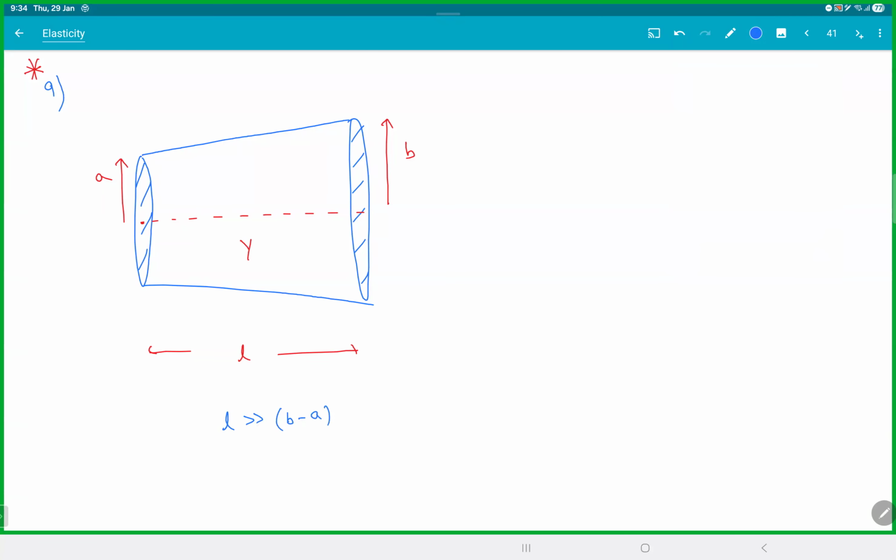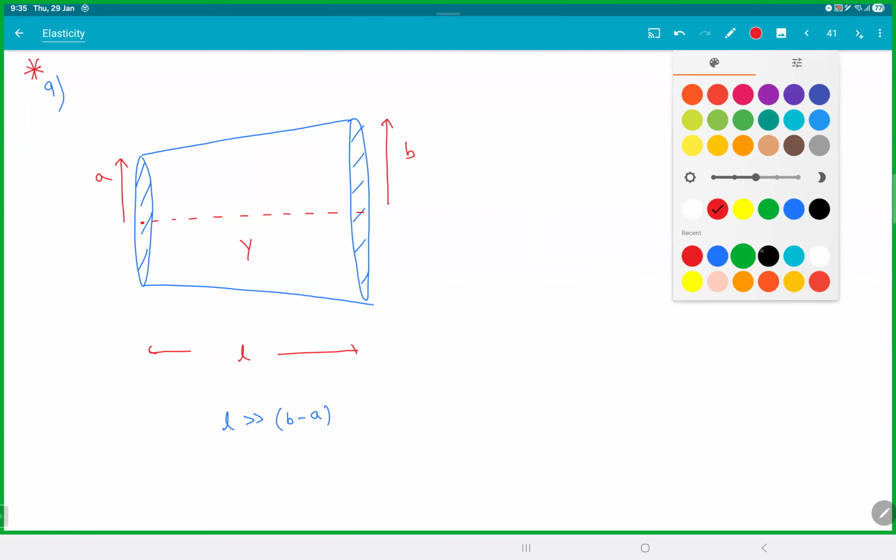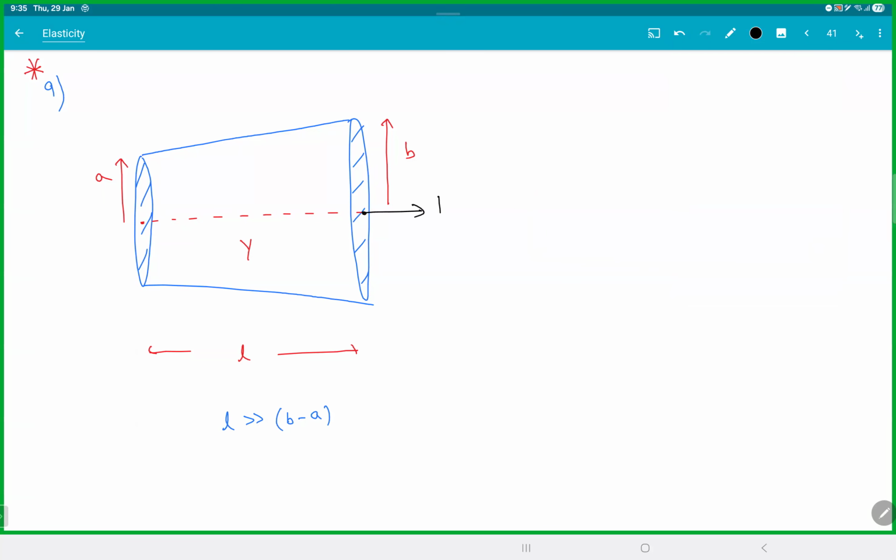If I actually draw this picture, you will still think it is a cylinder only. The difference is so small. This gap is very, very small compared to the length. We will see why later on. Now you start pulling this with a force F on both sides. Find the elongation.